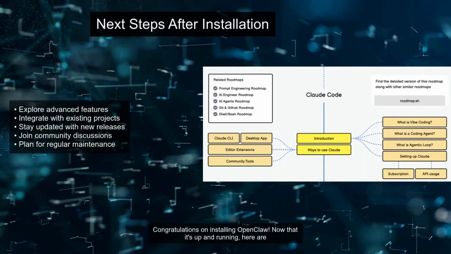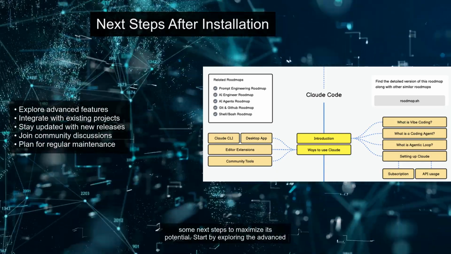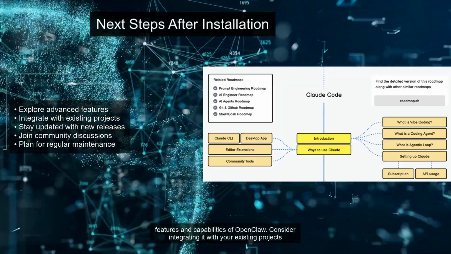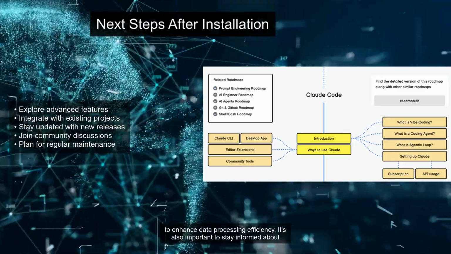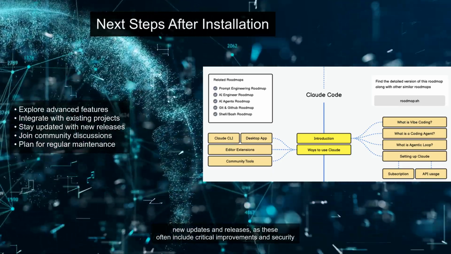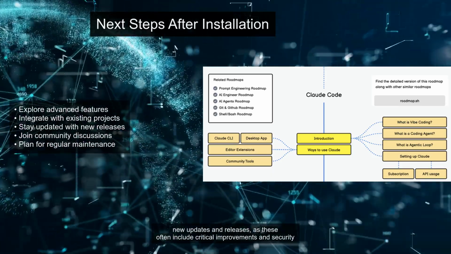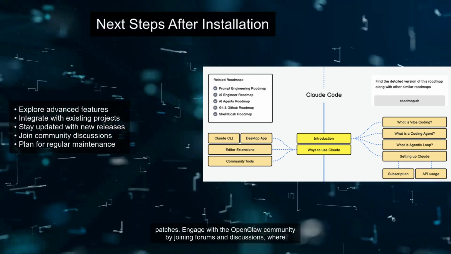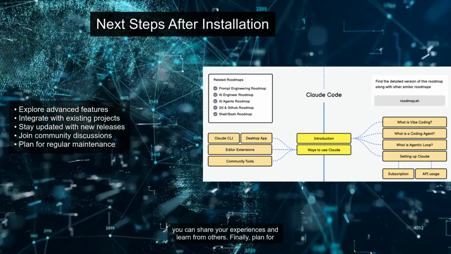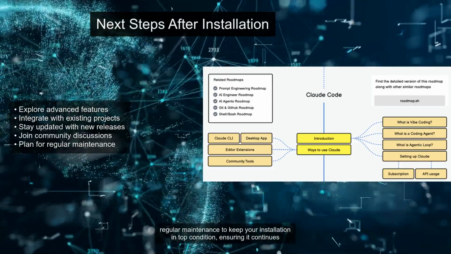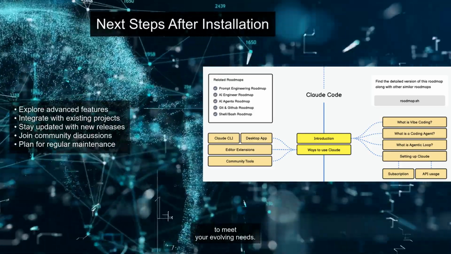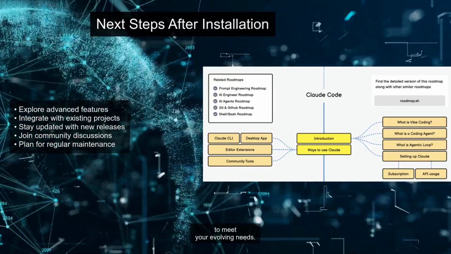Congratulations on installing OpenClaw. Now that it's up and running, here are some next steps to maximize its potential. Start by exploring the advanced features and capabilities of OpenClaw. Consider integrating it with your existing projects to enhance data processing efficiency. It's also important to stay informed about new updates and releases, as these often include critical improvements and security patches. Engage with the OpenClaw community by joining forums and discussions, where you can share your experiences and learn from others. Finally, plan for regular maintenance to keep your installation in top condition, ensuring it continues to meet your evolving needs.